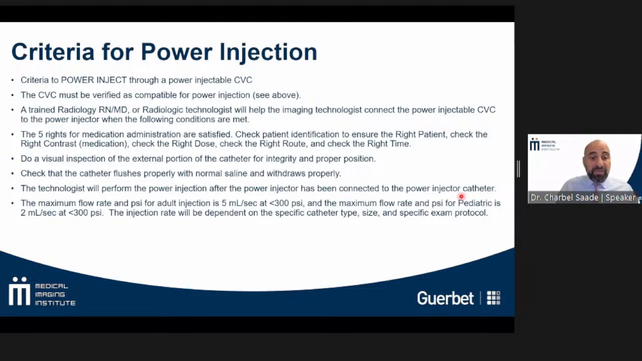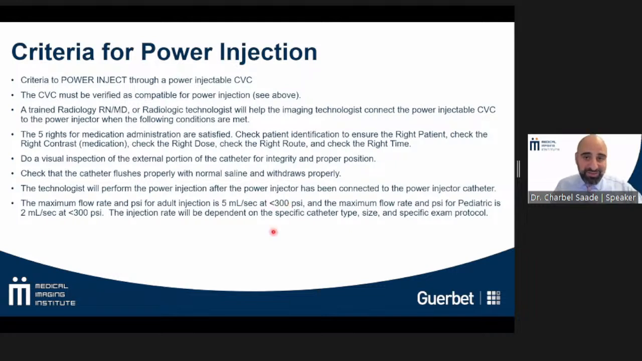The five rights for medication administration are satisfied. So checking the right patient, the right side, the right contrast media, the right dose, the right route and the right time. Do a visual inspection of all external portions of the catheters for integrity and proper positioning. So there are no kinks in there. It's not been in there too long and so forth. And of course, the maximum flow rate and PSI for adult injection is 5 mL/s at less than 300 PSI.